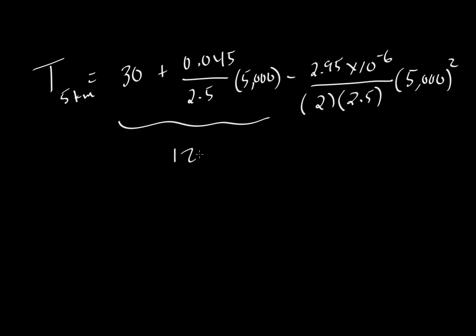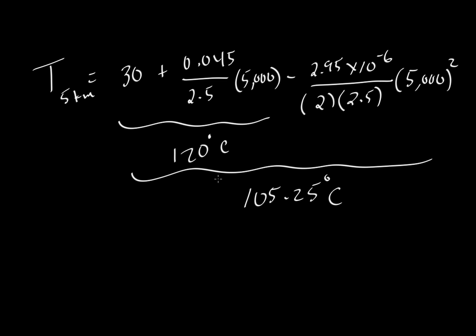These first two terms give us 120 degrees centigrade. All three terms, if we add them together, then we get 105.25 degrees centigrade. So that would be the temperature at 5 kilometers depth. We can do this calculation over a range of depths and calculate a geotherm where we plot temperature increasing with depth downward. And then we would get something like this, a little bit of a curve.